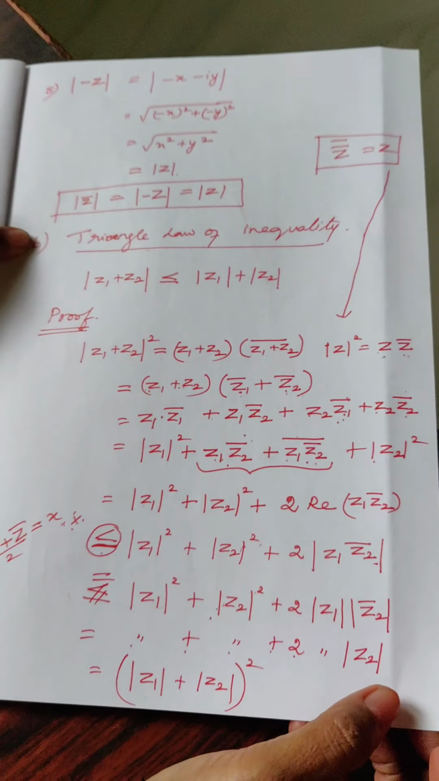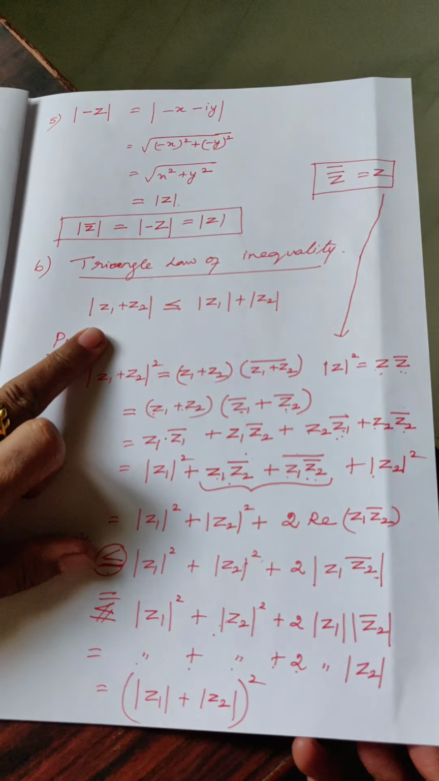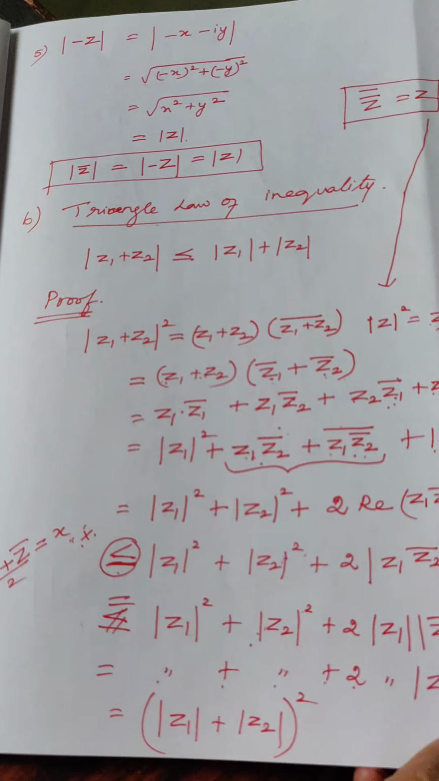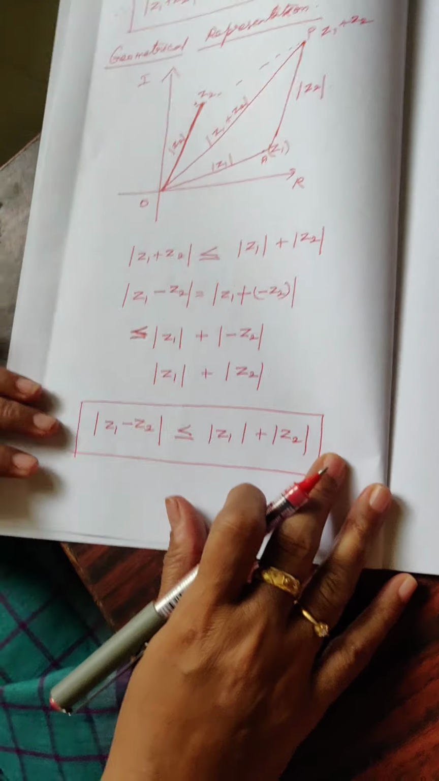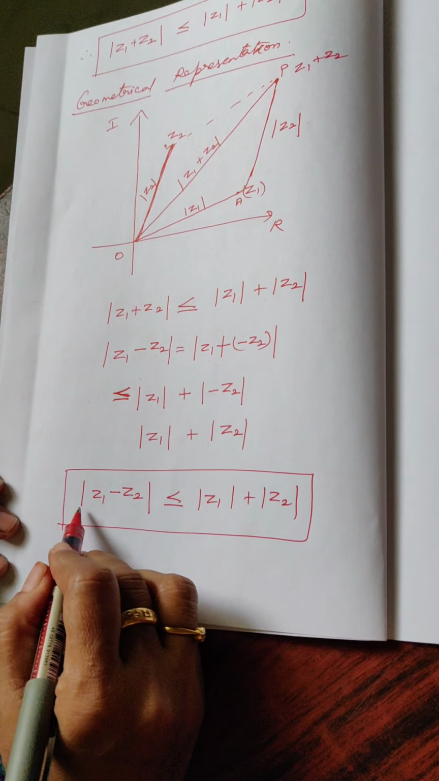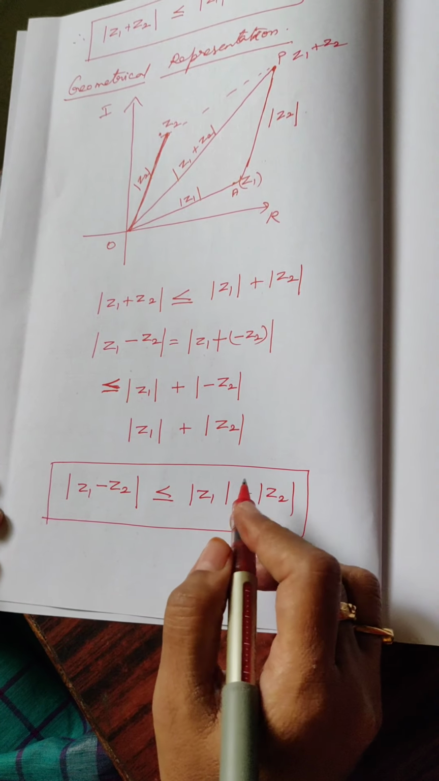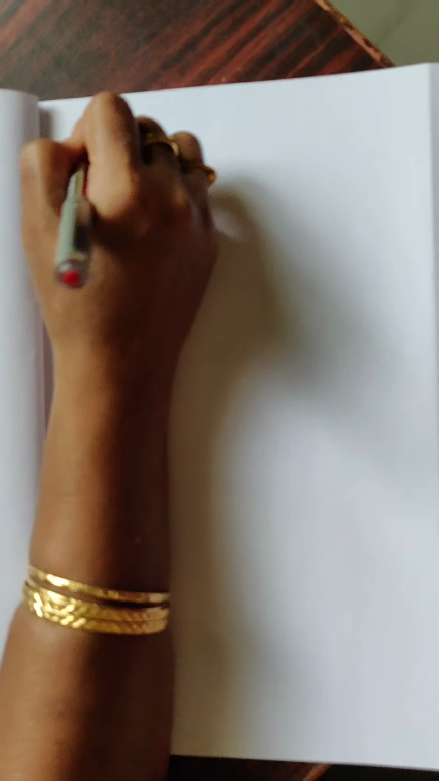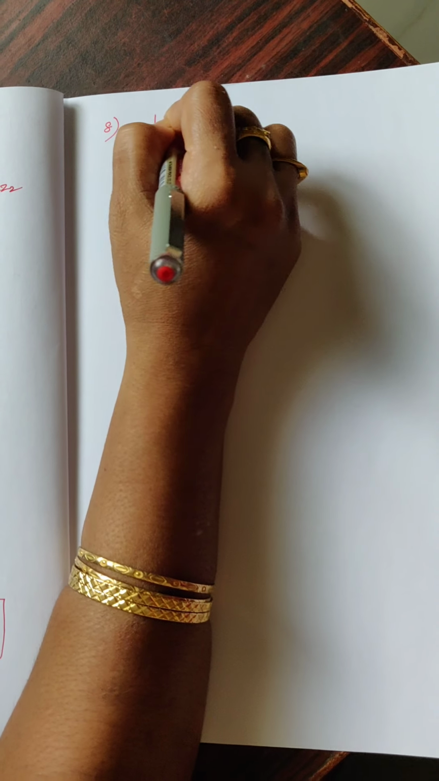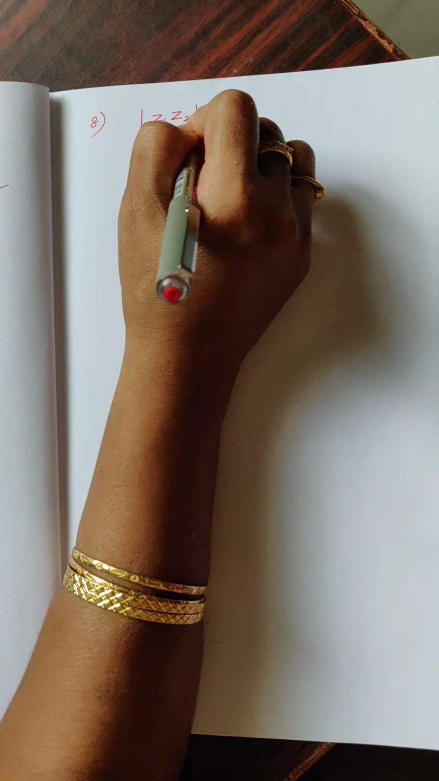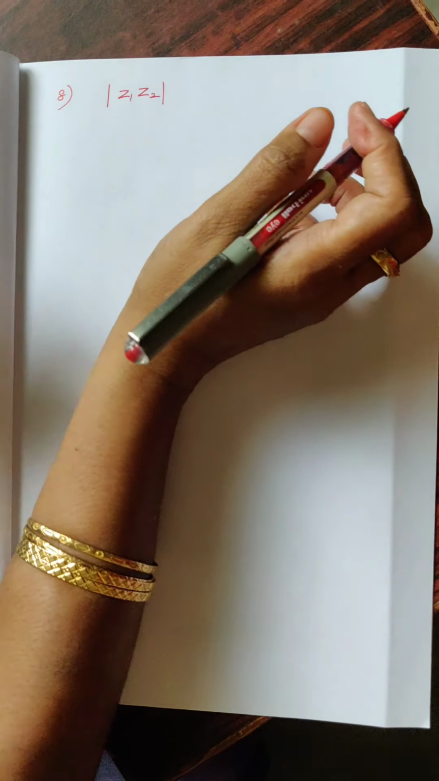You have come across the sixth property, modulus of z1 plus z2 lesser than or equal to modulus of z1 plus modulus of z2. Then we have seen this property also, modulus of z1 minus z2 is lesser than or equal to modulus of z1 plus modulus of z2. Let us take this property as the seventh one. Now we are coming to the eighth one, how to find out modulus of z1 z2?